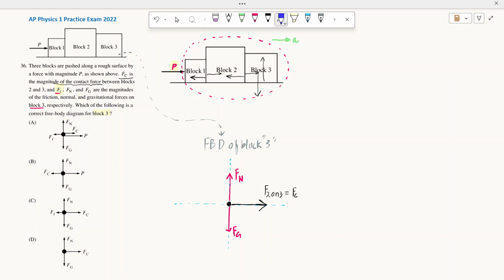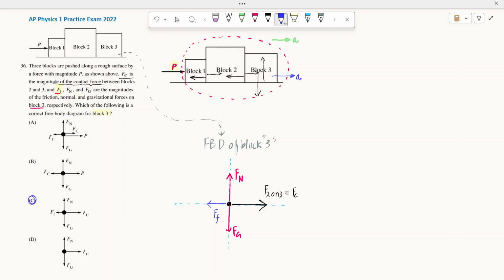And the fourth force is the force of friction. Remember that it must be less than the contact force, because block 3 is also accelerating in this direction. So that means it should be option C only.